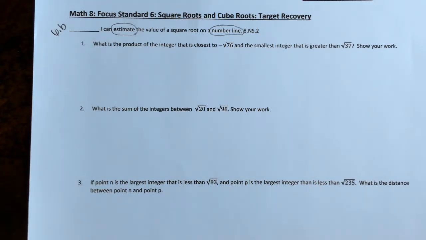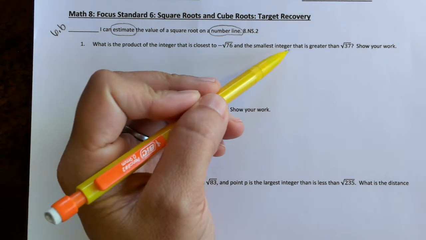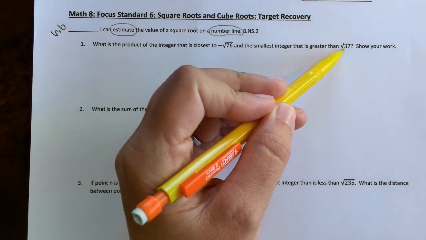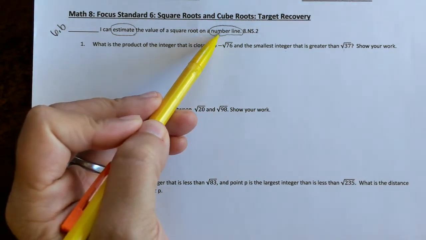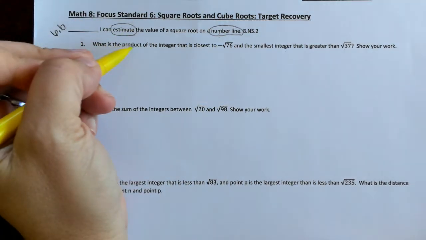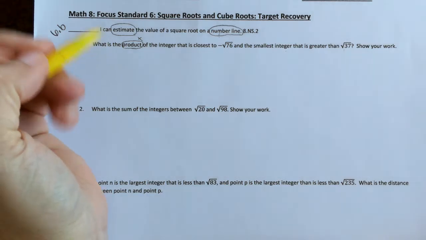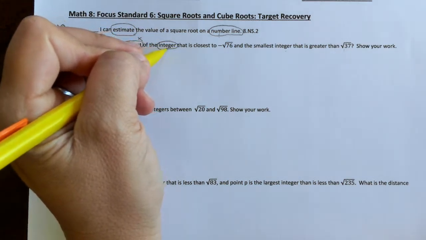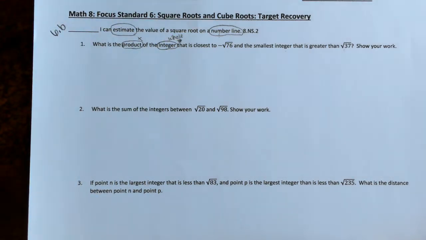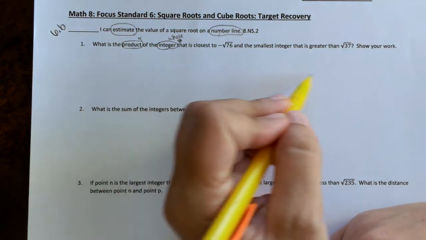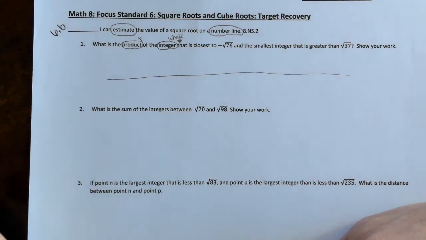It says, what is the product of an integer that is closest to negative square root 76 and the smallest integer that is greater than square root 37? So we're working through this using a number line, okay? There's some vocabulary in here. We've got the word product. Product means multiplying, the answer to a multiplication problem. And integer is talking about our whole numbers and opposites, meaning negative numbers as well.